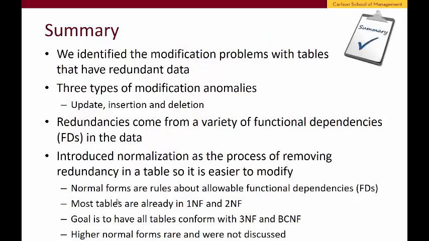Finally, the very last slide of the class. So in this presentation, we identified modification problems with poorly designed tables having redundant data. We learned that redundancies come from functional dependencies in the data, and then we introduced the process of normalization designed to remove those redundancies. We will practice both second and third normal form and BCNF synthesis procedure in a few in-class assignments and assignment problems, and should end with the same set of tables free of data redundancies that can then be used in practice without fear of modification anomalies.